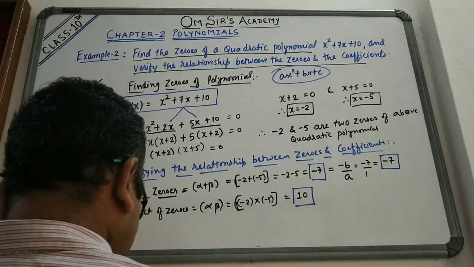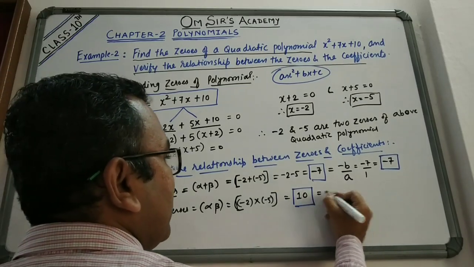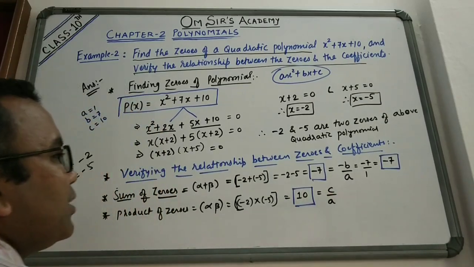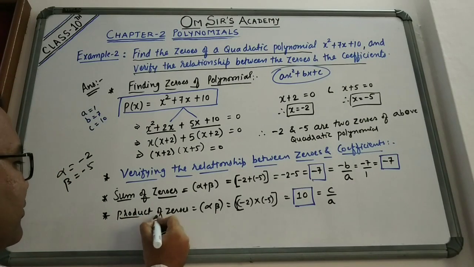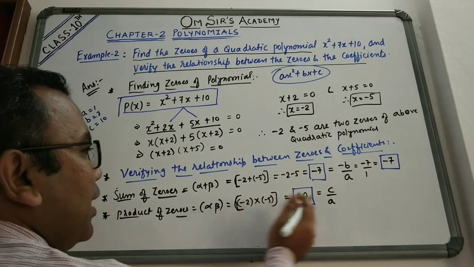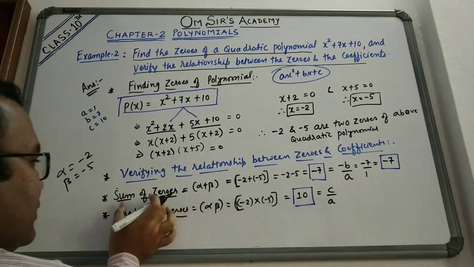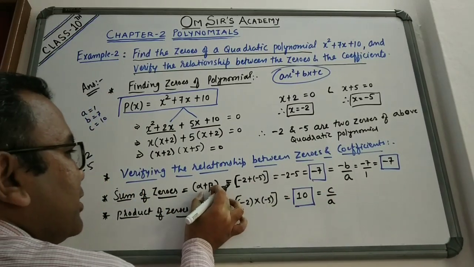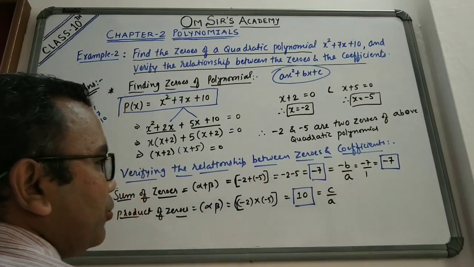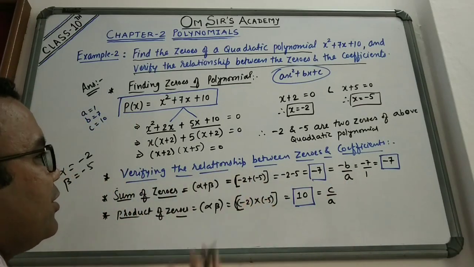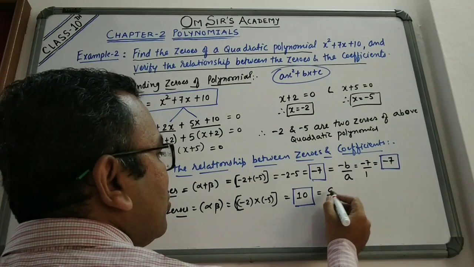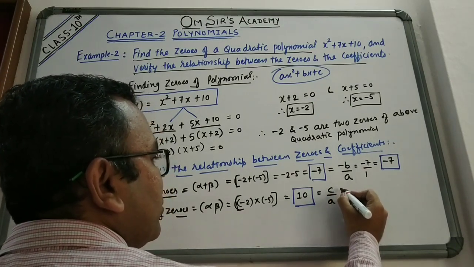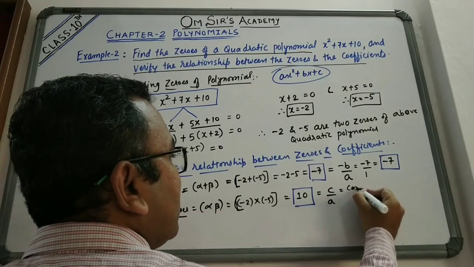That should be equal to what? C upon a. So always product of zeros, that is alpha into beta, should be equal to C upon a. And the sum of zeros, that is alpha plus beta, should be equal to minus b upon a. Then only your relationship between the zeros and coefficients is verified. Okay, so let us see what is the value of C upon a. C is what? Here a constant term.